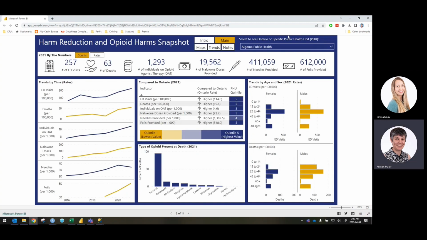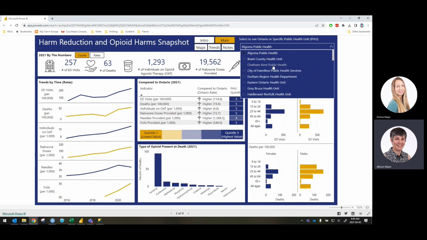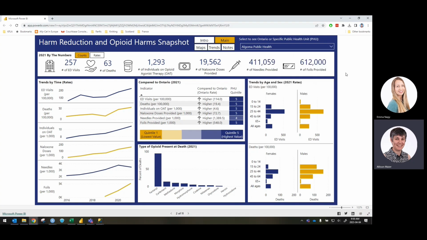If we go here now, you can see firstly that it defaults to showing Algoma, the first alphabetical public health unit, but you can choose any health unit, or you can again choose to see Ontario. As with the page before, we begin with the actual individual number for each indicator. These are shown as counts. However, we can also look at them in terms of rates.